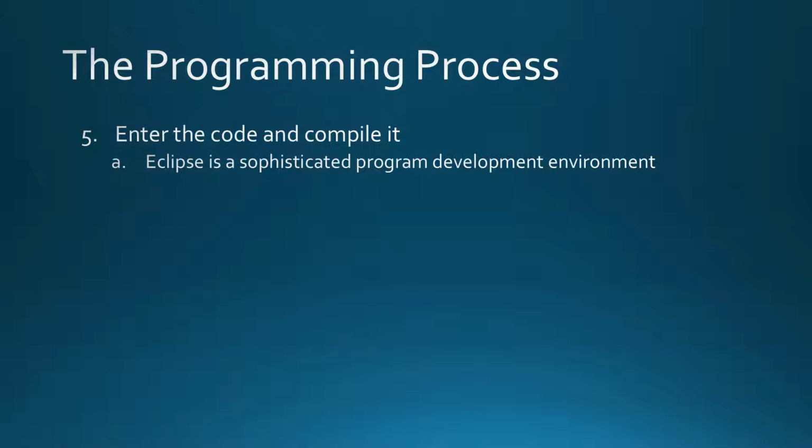The fifth step, and now we're getting into the implementation part of the programming process, is to enter some code and compile it. And we know that we're going to be using Eclipse, and Eclipse is a very sophisticated program development environment. So it contains within it a text editor for us to enter the code, and it also has a built-in compiler, and it actually compiles our code as we're typing it.